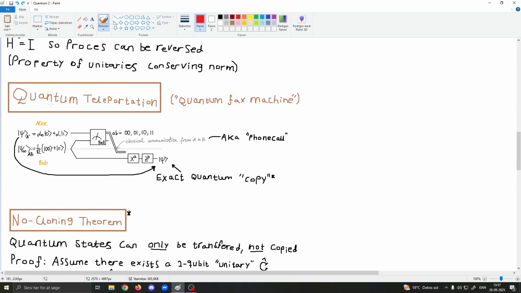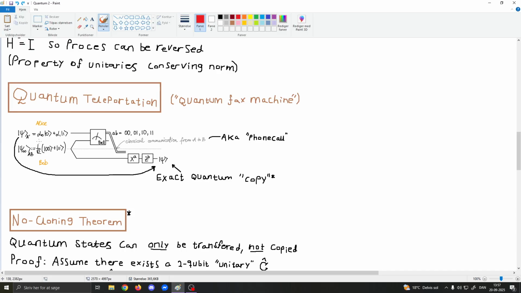So, in quantum physics, you can't copy a quantum state, and I'll get to why in a second, but for now, we just need to know that you can only transfer a quantum state from one element to another.